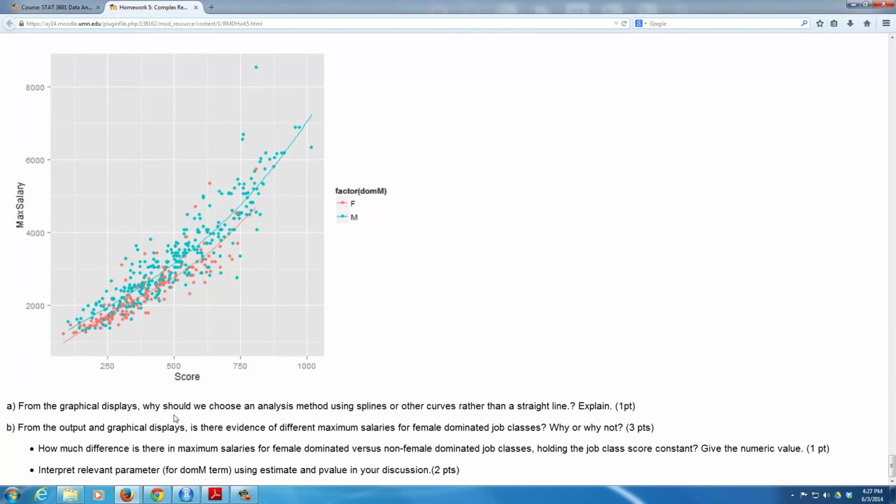And so I want you to answer these questions. First of all, talk about why we would want to use splines and not a straight line. In part B, I want you to talk about how much difference there is for female-dominated versus non-female-dominated professions from our output. Give a value for how much dollar difference that is. And then I want you to interpret whether this difference is statistically significant and clear evidence for a difference between female-dominated and non-female-dominated professions using the model output.